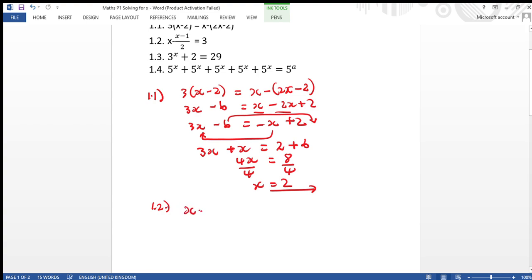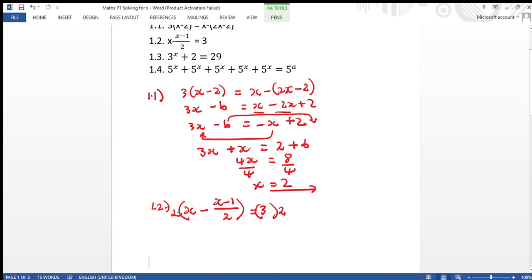We have x minus 1 divided by 2 is equal to 3. So basically the first step here is to multiply both sides of the equation by 2 to get rid of this denominator here. So I'm going to multiply this side by 2, then I'm going to multiply that side by 2. Remember the principle of solving for x, whatever you do on the left hand side you must do on the right hand side.